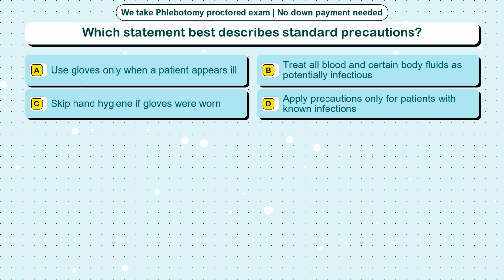Question 68. Which statement best describes standard precautions? Option A, use gloves only when a patient appears ill. Option B, treat all blood and certain body fluids as potentially infectious. Option C, skip hand hygiene if gloves were worn. Option D, apply precautions only for patients with known infections.